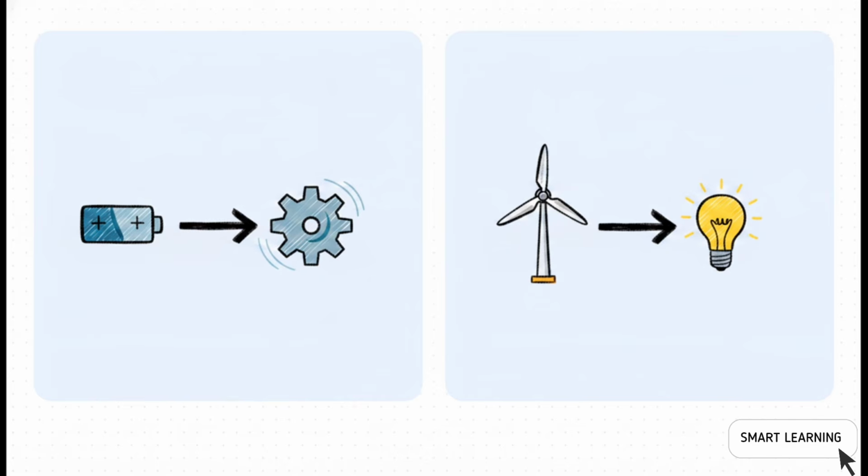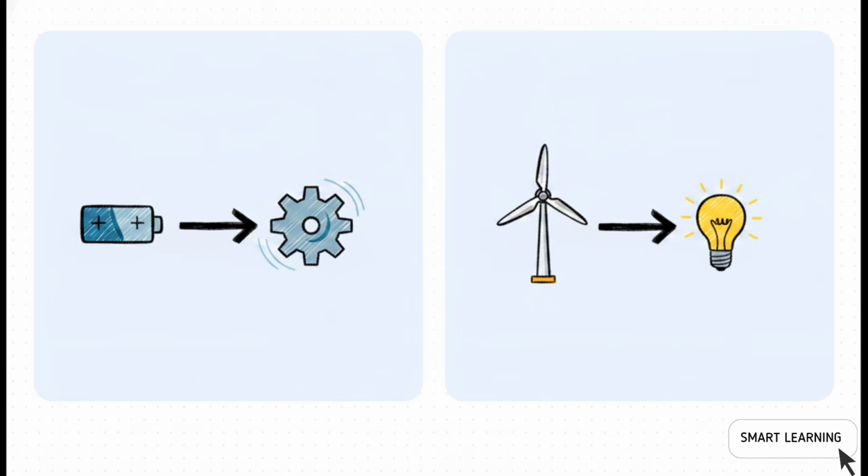Now, this is a classic area where people get tripped up, so let's compare them directly. An electric motor takes electrical energy, say power from a battery or an outlet, and spins, creating mechanical energy. Compare that directly to a generator, which does the exact opposite.